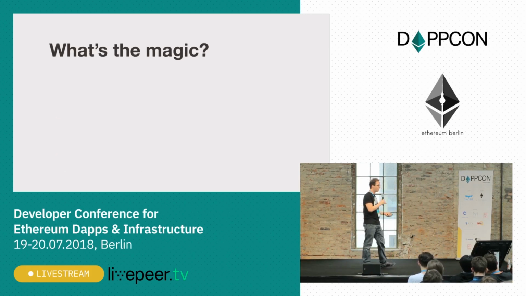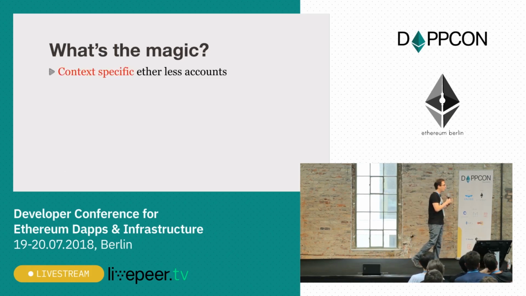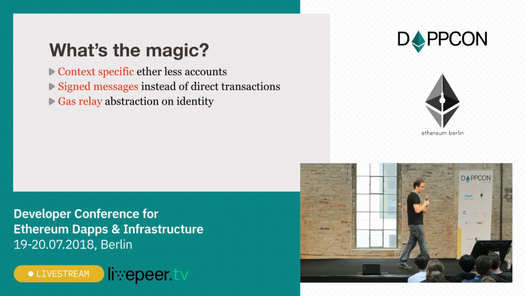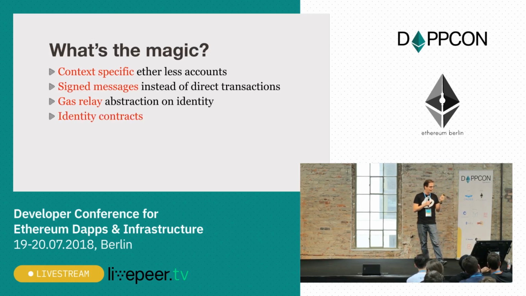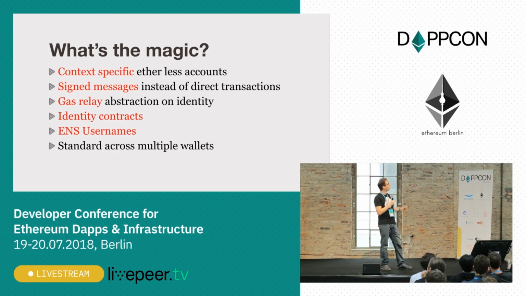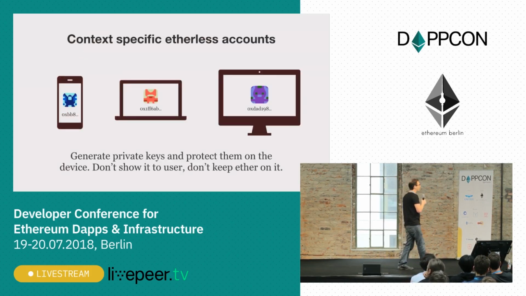How are we doing that? The point behind the scenes is that we are using context-specific Etherless accounts. I'm using signed messages instead of transactions. I'm using what I call gas relay abstraction. Identity contracts, ENS usernames, and it's a standard across devices. What do they mean? I'm going to go with specifics.